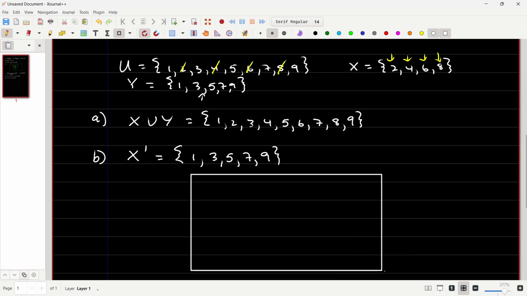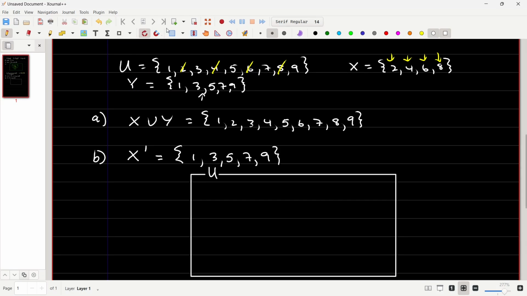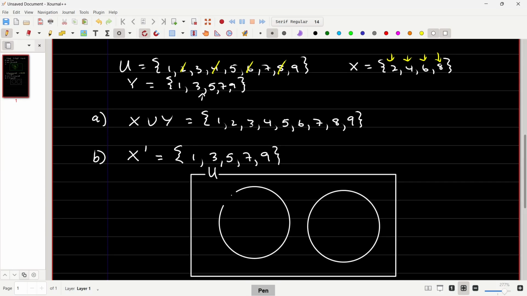Drawing the sets. So as you can see, there's nothing in common to both of these sets, so therefore these sets are disjoint sets.